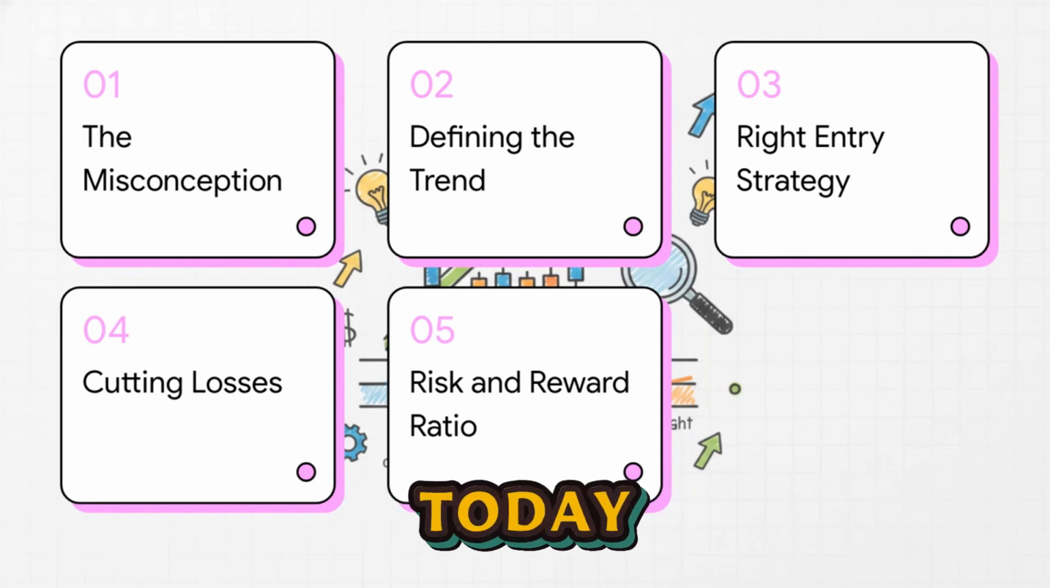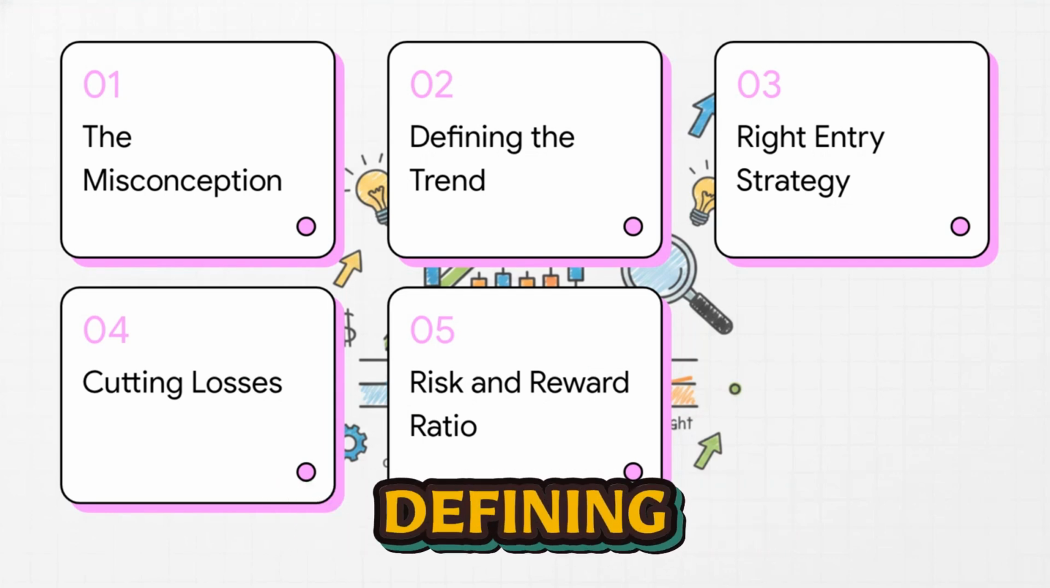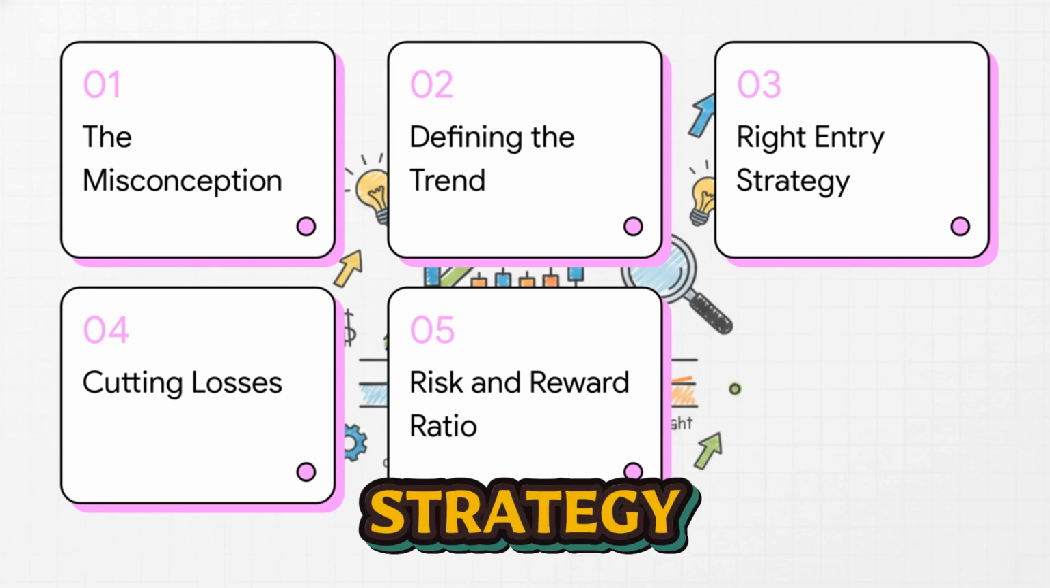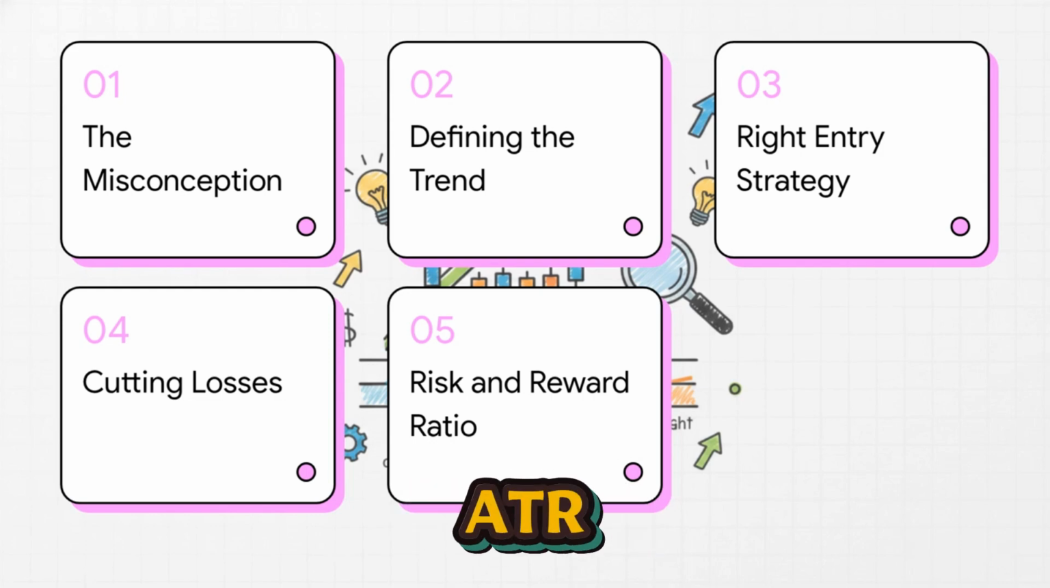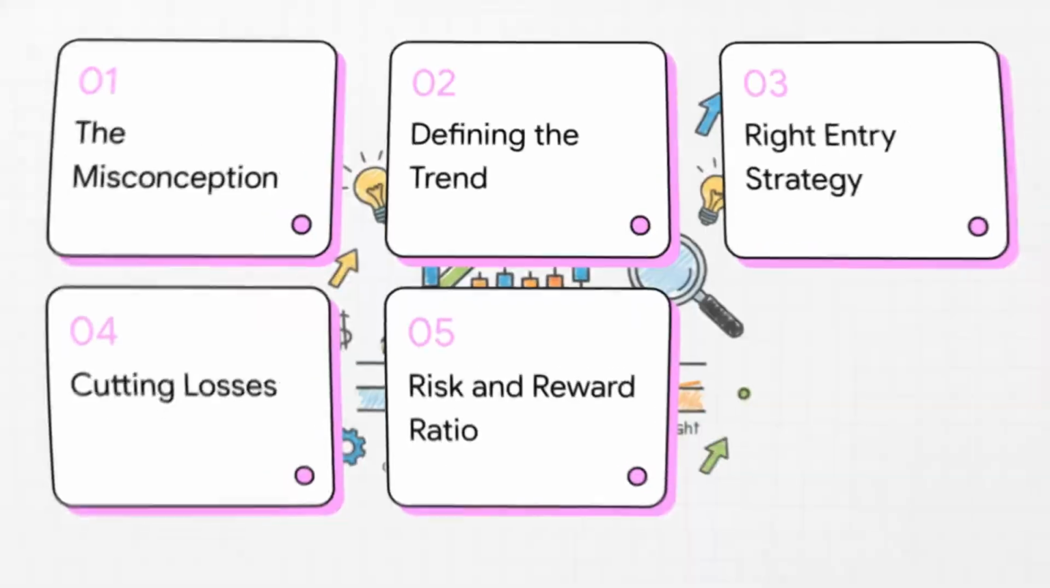Here's our roadmap for today. First, the great stochastic misconception. Then, defining the trend with the 200 EMA. Third, the correct entry strategy. Fourth, cutting losses with ATR. And finally, the risk-to-reward ratio. Let's get started. Part 1.